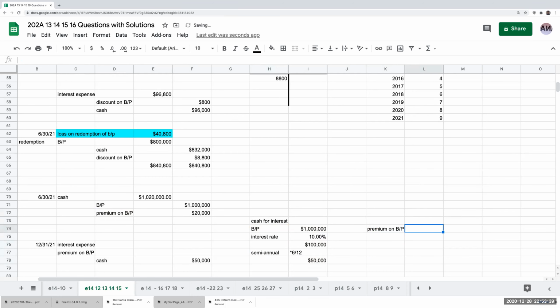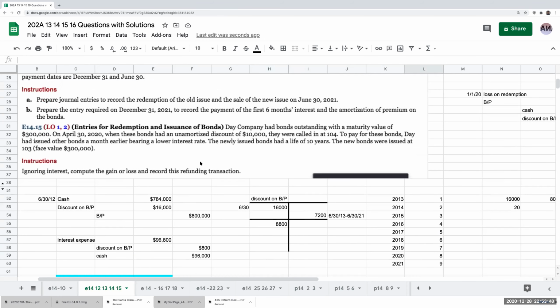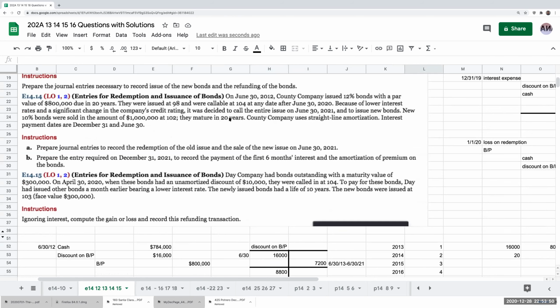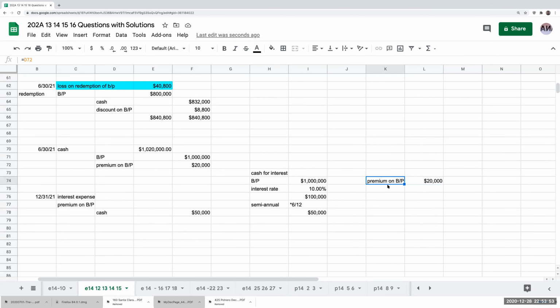Then for my premium on bonds payable, which is $20,000, I need to divide this by the number of times interest is being paid. Well, interest is being paid over 20 years, and it's being paid twice per year. So I'm going to have 40 interest payments, or 20 years, 2 times interest payments per year. So I divide this by 40, I'm going to get $500. So I'm going to debit my premium on bonds payable for $500. And then over here, I'm going to be debiting my interest expense for $49,500.